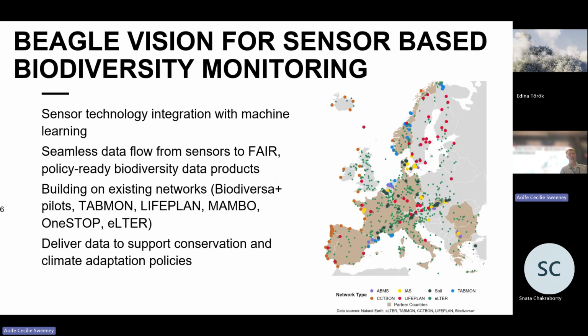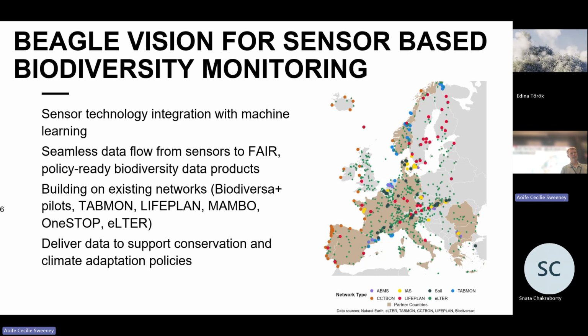So specifically for insect AI related work, I think it's worth saying that this project is very much a facilitator of bridging existing networks and supporting existing networks of insect monitoring, including some of the ones listed here. Maybe you heard about the Life Plan project. It was a global biodiversity monitoring project. Some of the Biodiversa Plus pilots, the Plast Mambo project, One Stop, and ELTA field stations all have the opportunity to be longer-term homes for insect camera trapping.